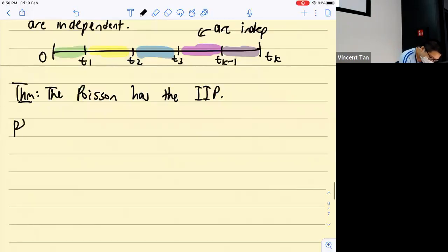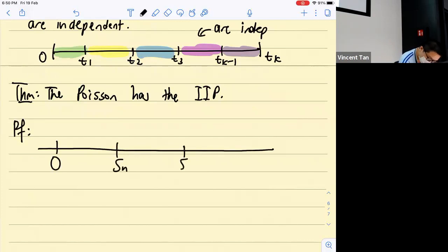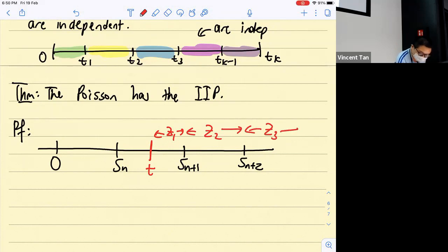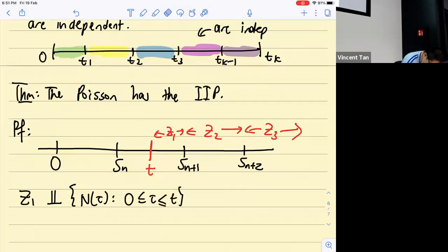Okay, so proof. We have this picture here. I like to draw pictures. 0, n plus 1, n plus 2. We somehow come in at an arbitrary deterministic time, and we define this to be z1, this to be z2, and this to be z3, and so on and so forth. We already proved in our memoryless theorem that z1 is independent of this family of random variables. So I'm just utilizing what we proved just now.